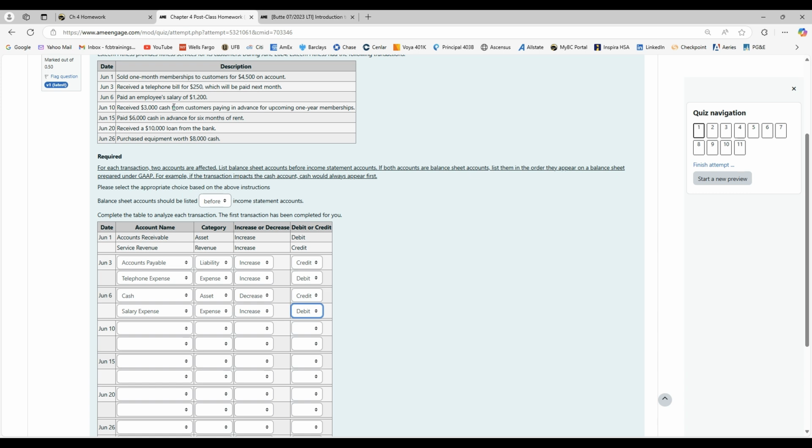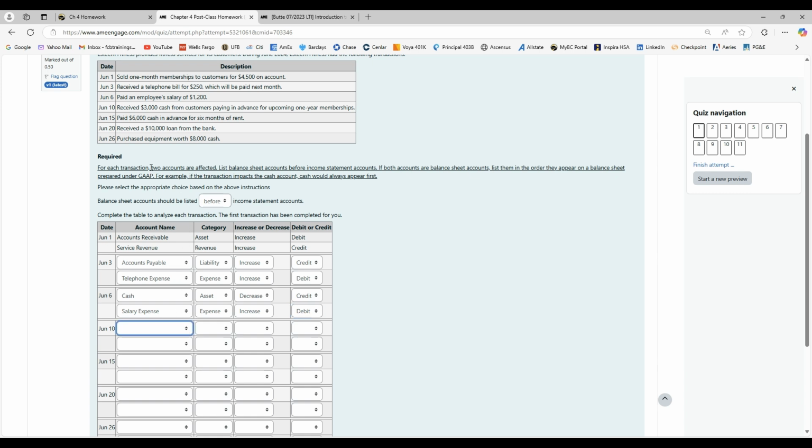Okay, on June 10th, we received $3,000 cash from customers paying in advance for upcoming 1-year memberships. So the key thing here to identify is that they're paying in advance. So we haven't earned this money yet. We've received the cash but haven't earned it. So that's an unearned revenue.